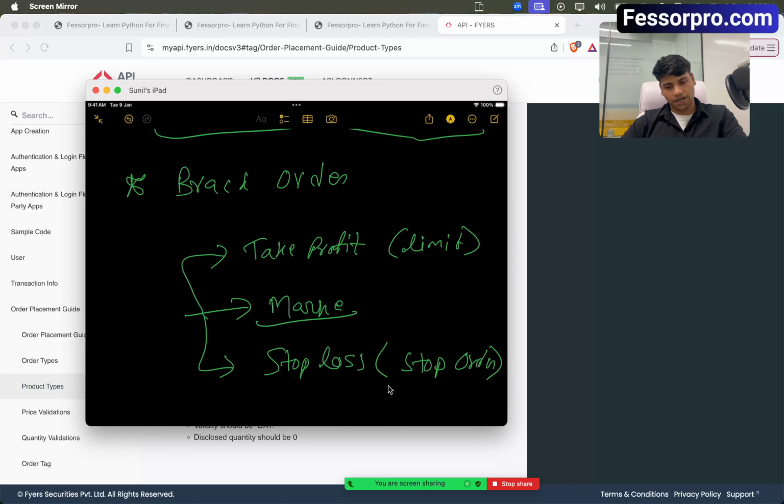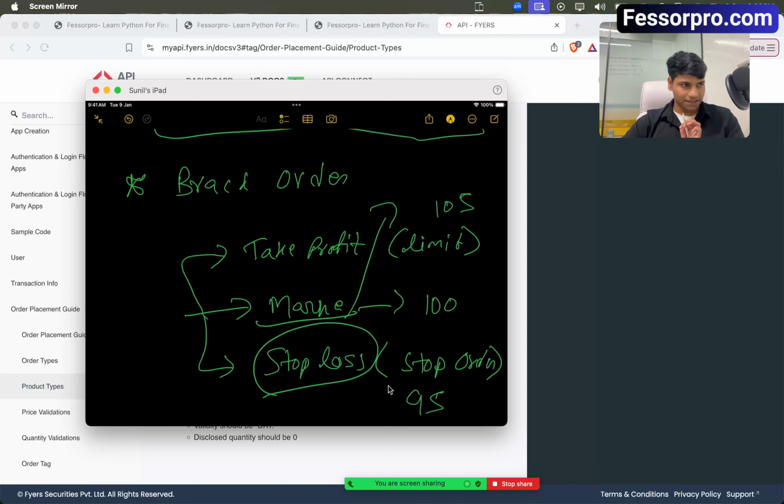Let's say you took a position at 100 and you know that the maximum profit you want to take is 105 and the maximum loss you can take is 95. So you'll place a bracket order. Now the good thing about a bracket order is all 3 of them are connected. If your price reaches 105, automatically the stop loss order will be cancelled. If your price reaches below 95, automatically the take profit will be cancelled. This is the beauty of a bracket order, since all 3 of them are connected. If your order gets filled, either due to take profit or due to stop loss, the other order automatically gets cancelled.